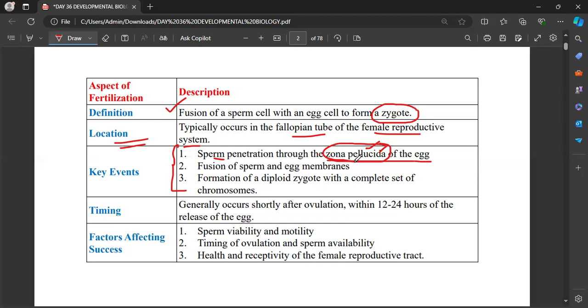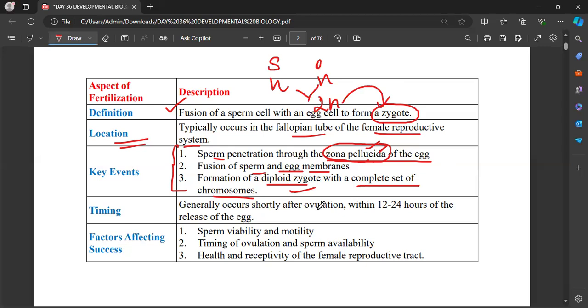Now, after the penetration through this layer, the sperm and the egg membranes get fused. The cell membrane of the sperm and the membrane of the egg get fused. As a result of this fusion, we get a diploid zygote with a complete number of chromosomes. We know that sperm is haploid in nature, and ovum is also haploid in nature. As a result of this fusion, we get 2n, and this 2n is the zygote, which is in a diploid condition.